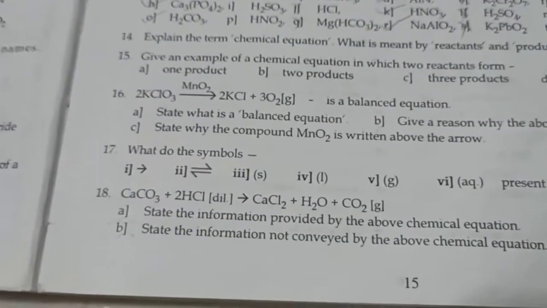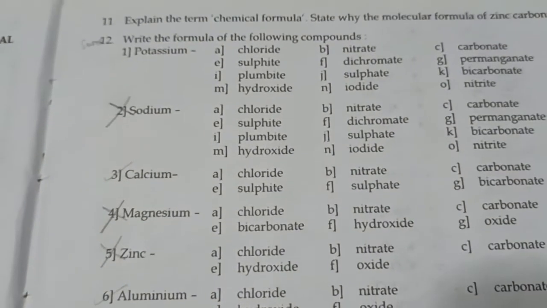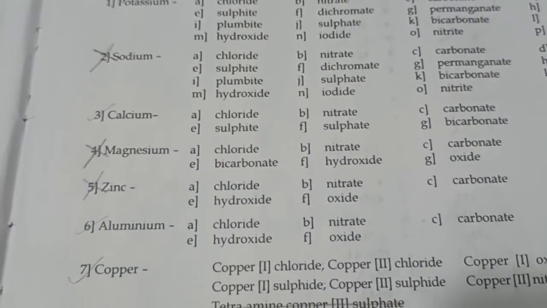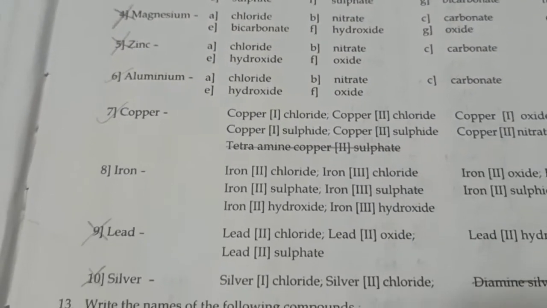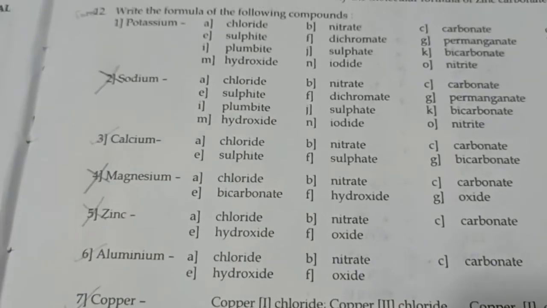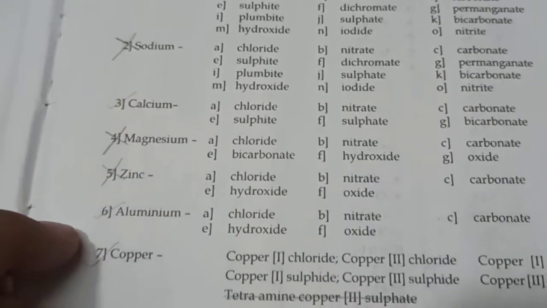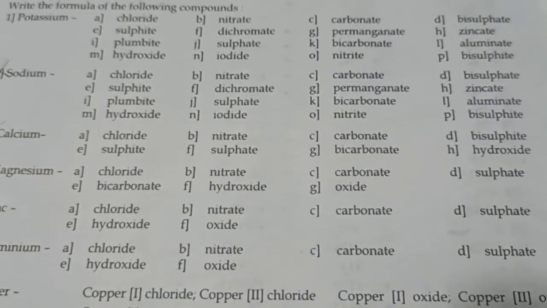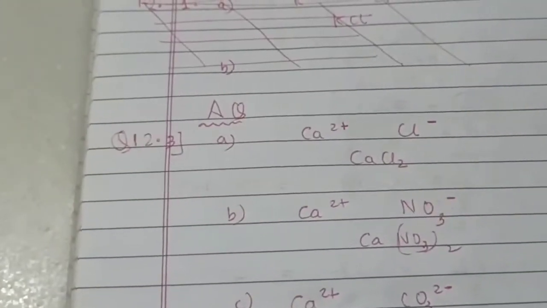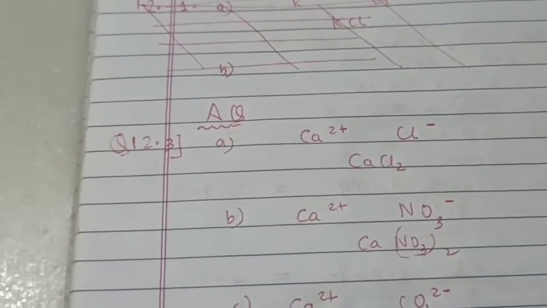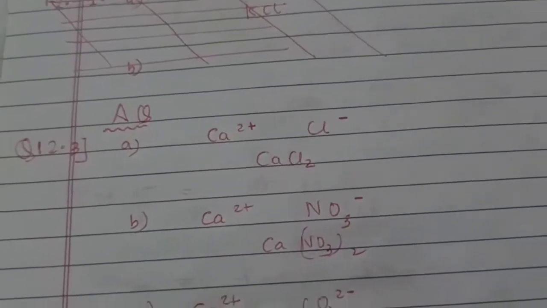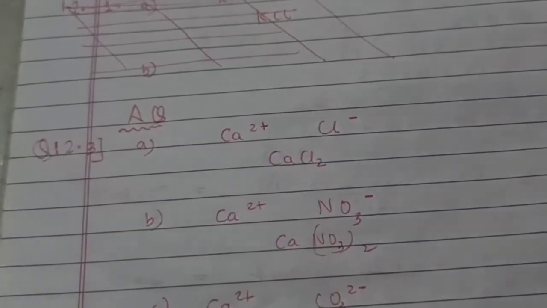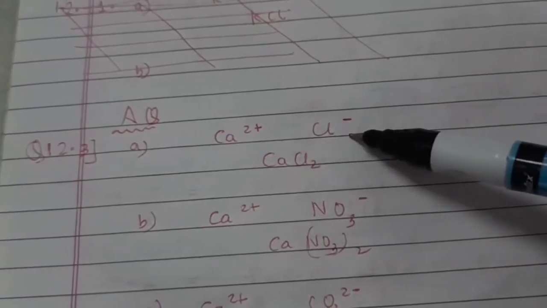Next we'll solve the page number 15, question 12. Note the cancellations, 2nd, 4th, 5th, 9th, 10th, and we will solve number 3, calcium, aluminium and copper, which has many subparts. So let's start with question 3, calcium. Here the knowledge of valencies is crucial, then it becomes quite easy. So calcium chloride, calcium valency is 2 plus, chloride is 1 minus.